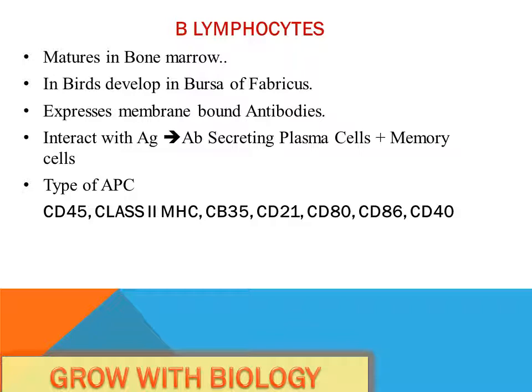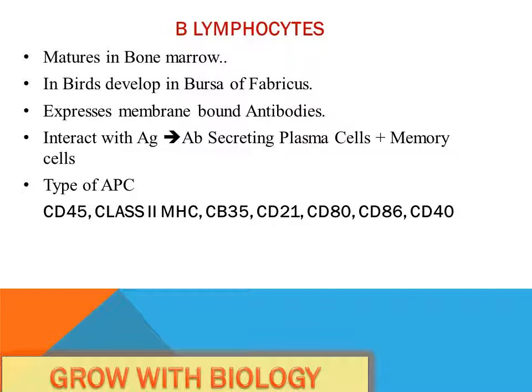Now B cell. What is a B cell? The name arises because it matures in bone marrow. Bone marrow starts with B, so the cell is named after it as B cell. In birds, it develops in the bursa of Fabricius, again B. It expresses membrane bound antibodies, and these antibodies help in elimination of the antigen.